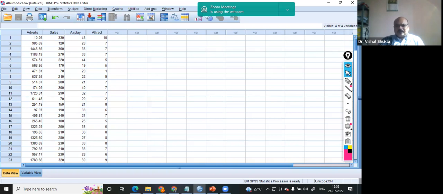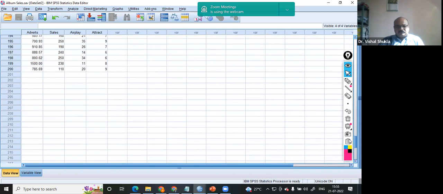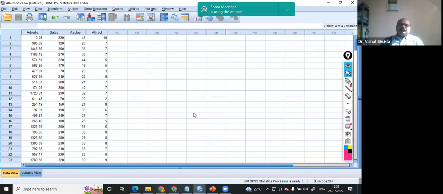So there is data of 200 music albums, right? Based on this, the music company owner wants to predict the album sales based on the advertising budget, the number of times the music album is played on the radio, that is airplay, and the attractiveness of the band that created the music album on a scale of 10. How will all these be able to predict the sales of the album? Is the problem statement clear? Yes, sir.